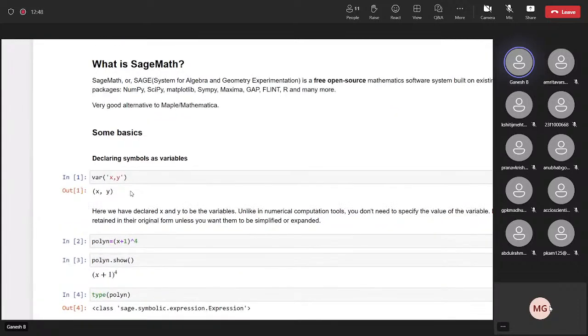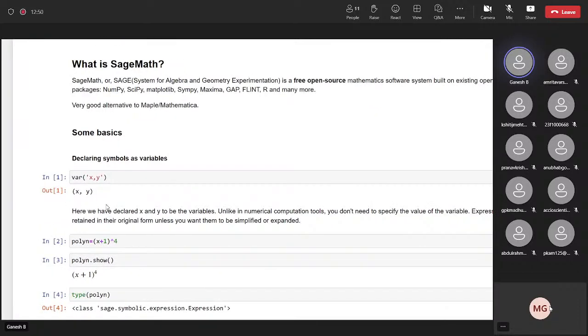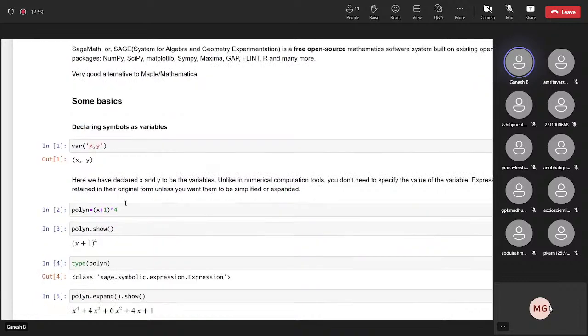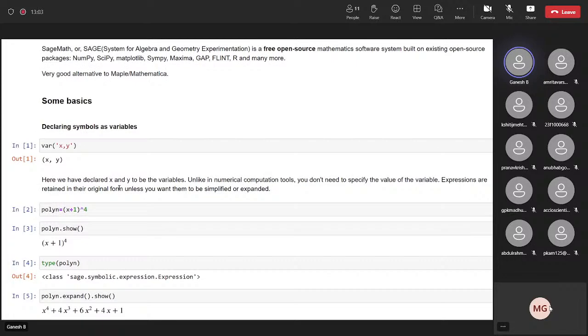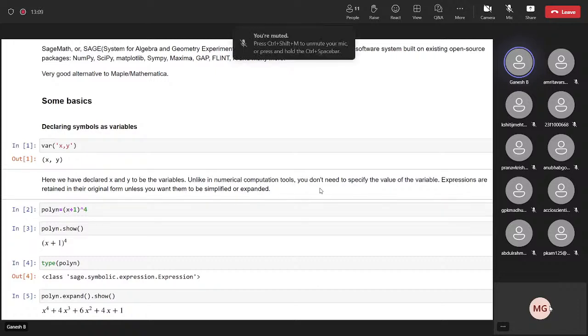Starting with the very basics, this is how you'll declare a variable. If I want to work with two variables x and y, I will declare them as var of x comma y. This declares that x and y are variables, and they will be used as symbols. Unlike in numerical computational tools, you don't need to specify the value of the variable. It will look at it just as a symbol.